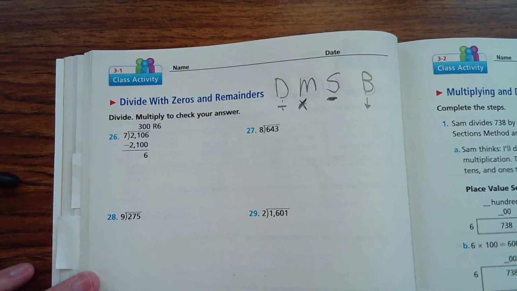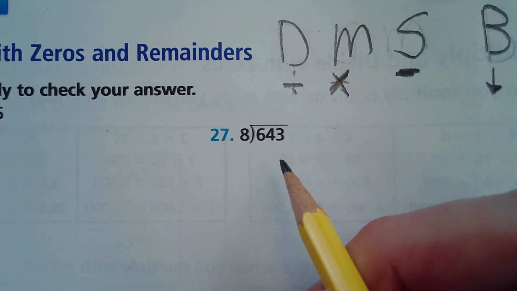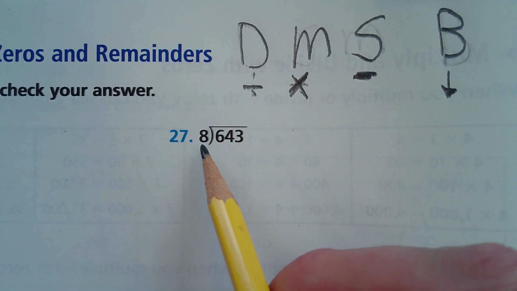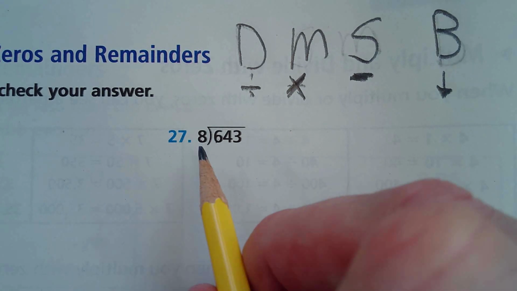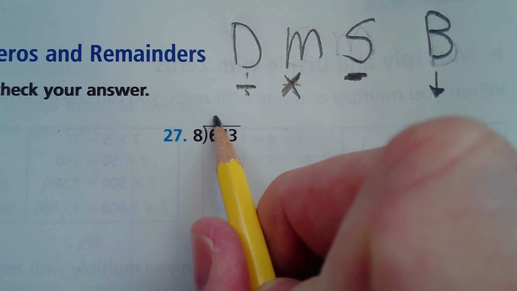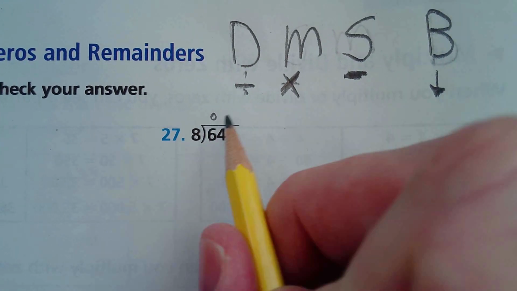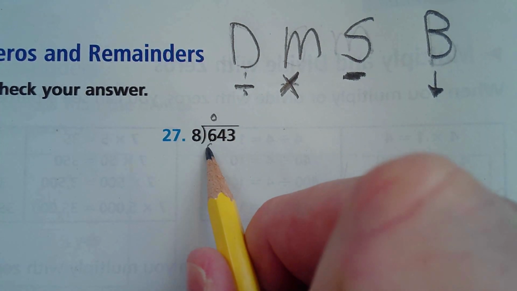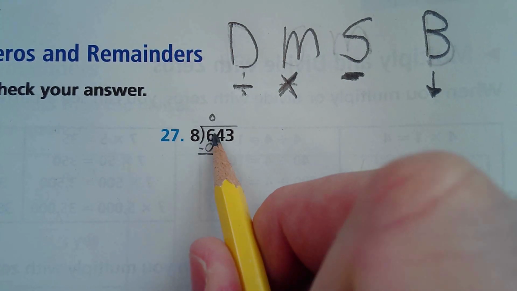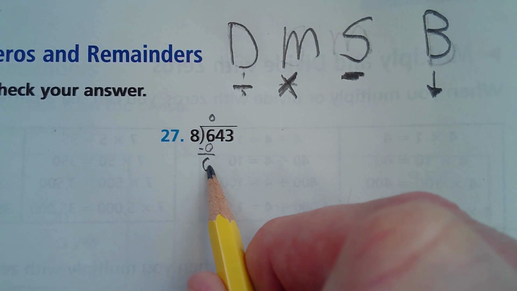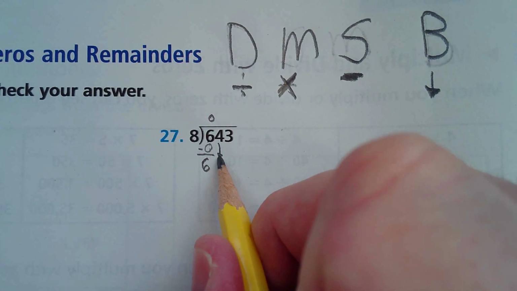Okay, I'm going to zoom way in on this number 27. So in the number 27, we start with divide. I ask myself, how many 8s can fit into a 6 without going over? Well, since 8 is bigger than 6, this one's going to be 0. All right? So now I do multiply. 0 times 8 is 0. And now I subtract. 6 take away 0 is still going to be 6. So after I've done that, now it's time to bring down the 4.